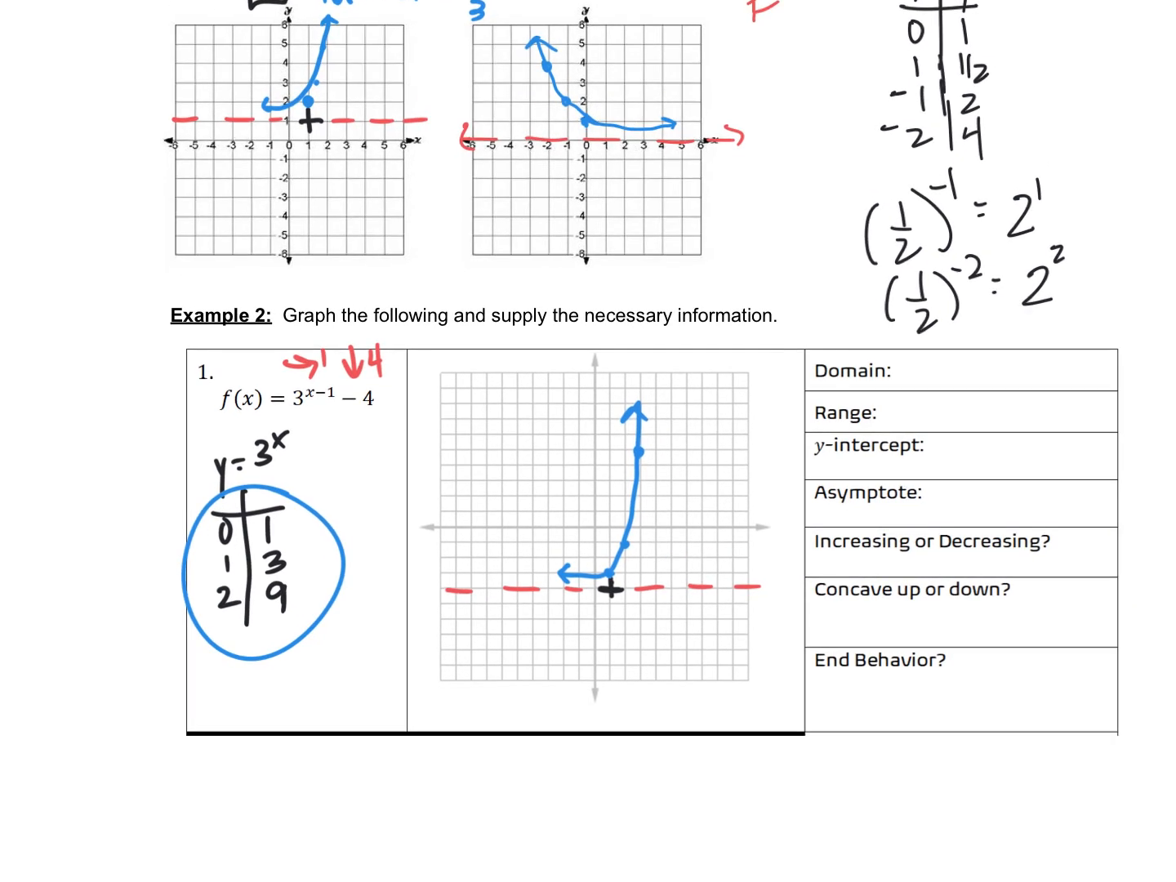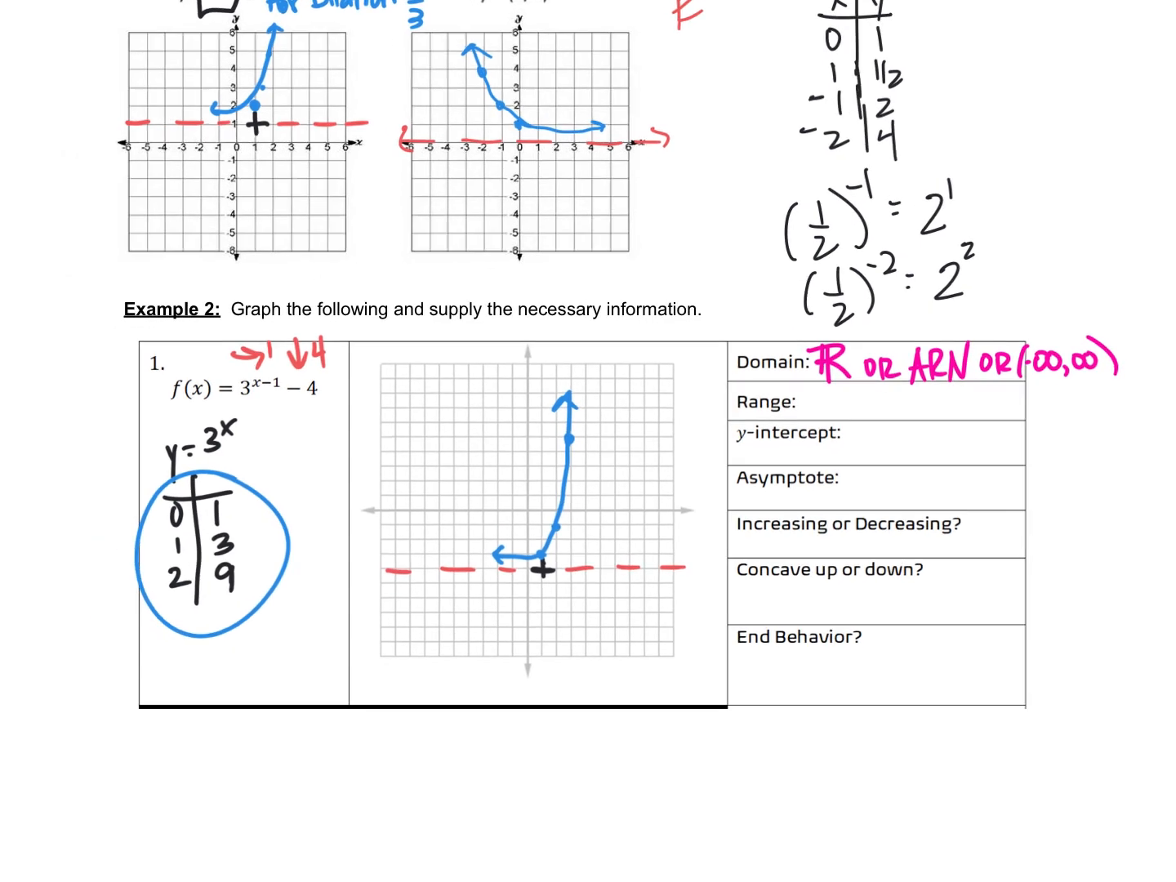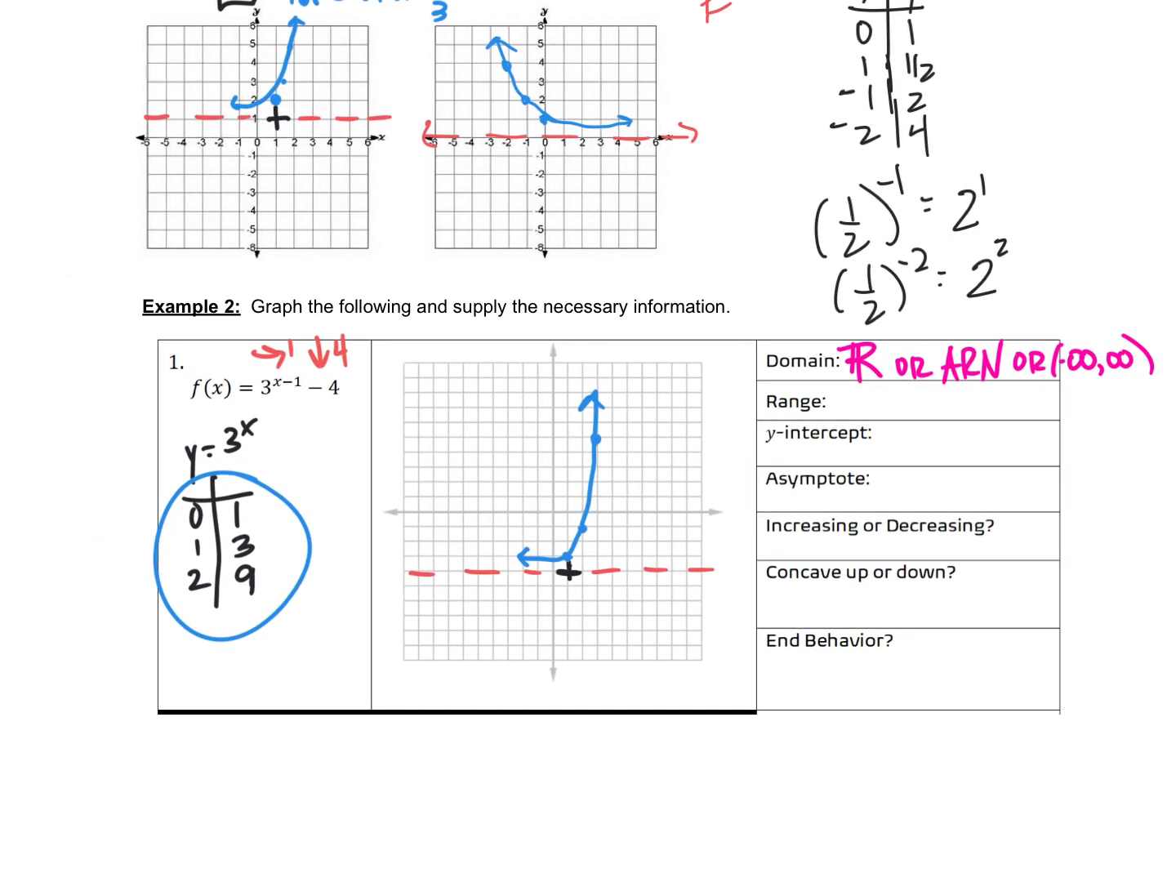Okay, so let's go through these questions over here because they're good ones. What's my domain? Domain refers to my x values. All real numbers. You can do this, or you can do this. Oh, I ran out of space. Hold on. I'll take any 3 of those representations, as will the AP exam. So the R with the extra line through it, for all real numbers, or negative infinity to positive infinity.